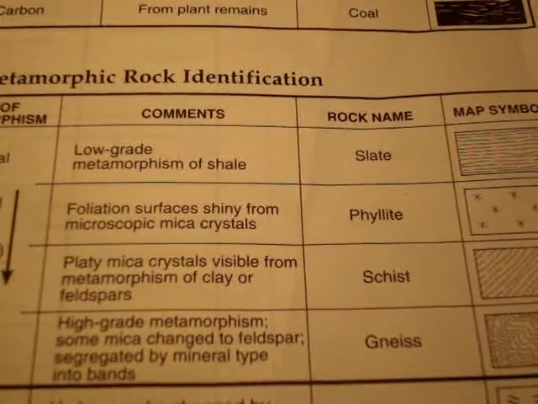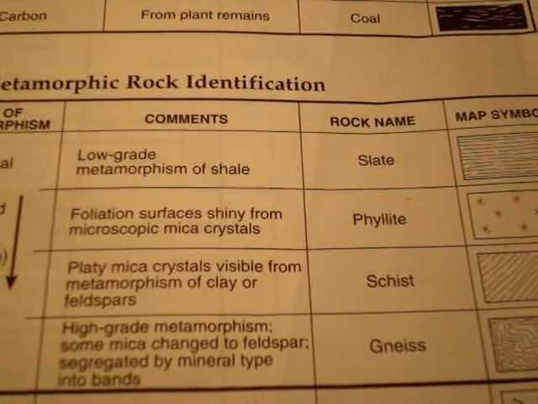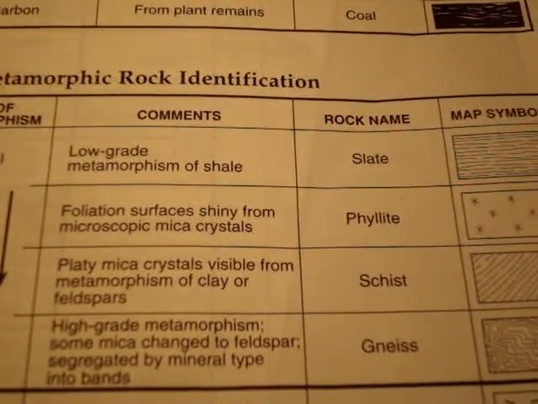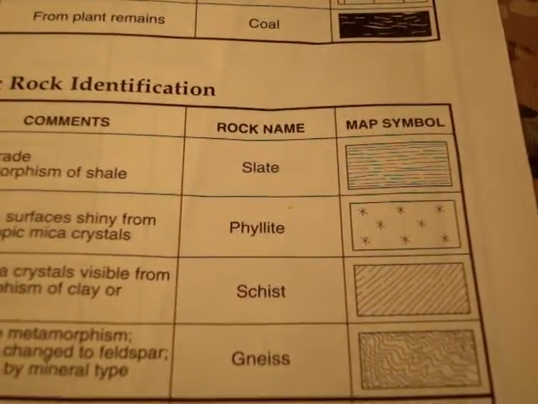Now the last three columns of this reference table tell you some of the comments of each of these metamorphic rocks, the actual rock name, and the map symbol. So let's look at a few examples.